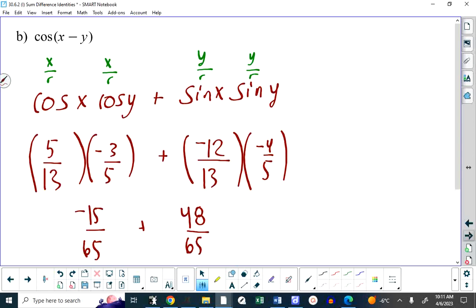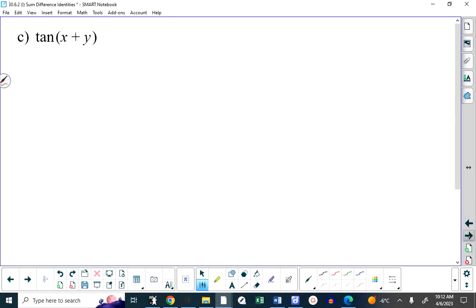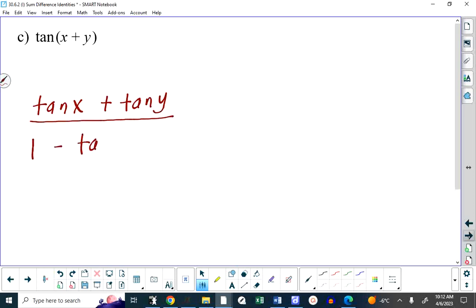I think that works out to 33 over 65. So the cosine of x minus y is 33 over 65. And just because, why not, let's do one with tangent. Tan of x plus y will be tan of x plus tan of y over 1 minus tan x tan y.